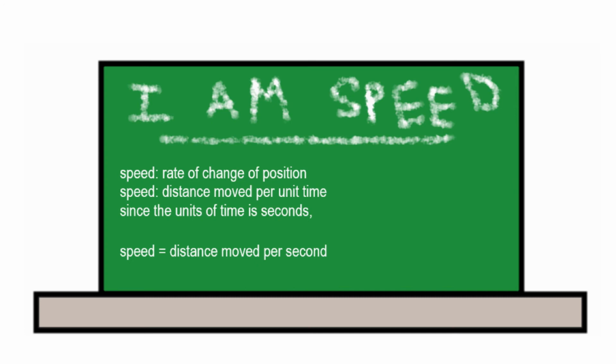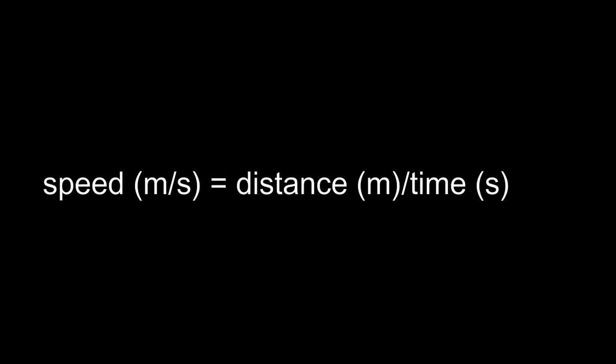Speed is the rate of change of position. Speed is the distance moved per unit time. Since the unit of time is seconds, speed is the distance moved per second. Speed is equal to distance divided by time.